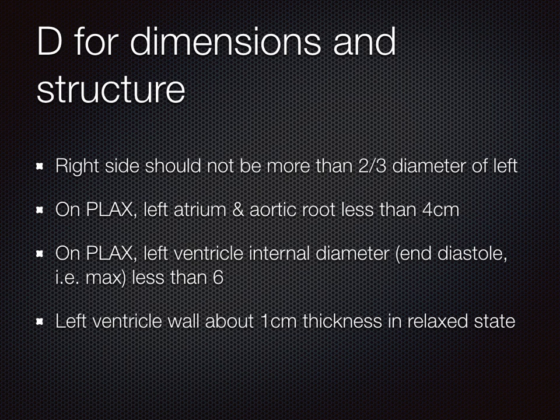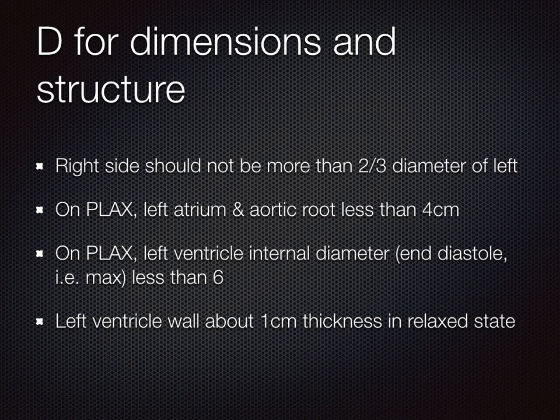So for instance, on the parasternal long axis, remember we can see the aortic root, the left atrium and the left ventricle. And we said that the left atrium and aortic root should be less than 4 centimetres. Now, without using a ruler or calipers on the ultrasound machine, you can just look at the side scale, and most of the side scales will be in centimetre markings, and that can give you a good rule of thumb. So we're looking for things where there's significant deviation from this normal.